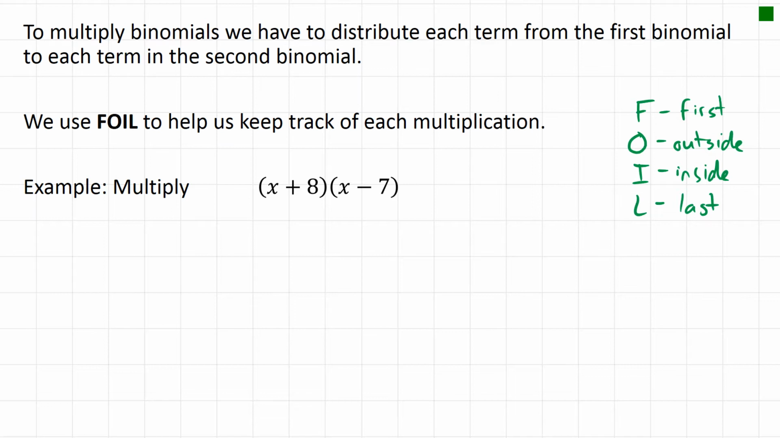So again, we have to multiply each term in the first binomial by the second binomial. Following FOIL just helps us keep track of all these multiplications. F for FOIL is multiplying the first term in each binomial. And then we do the outside terms. So that would be this x times this negative 7. Those are the outside terms. The inside terms are 8 and x. So now we're multiplying the 8 into each term in the second bracket. So that's the inside. And last, 8 times negative 7. And so that's FOIL.